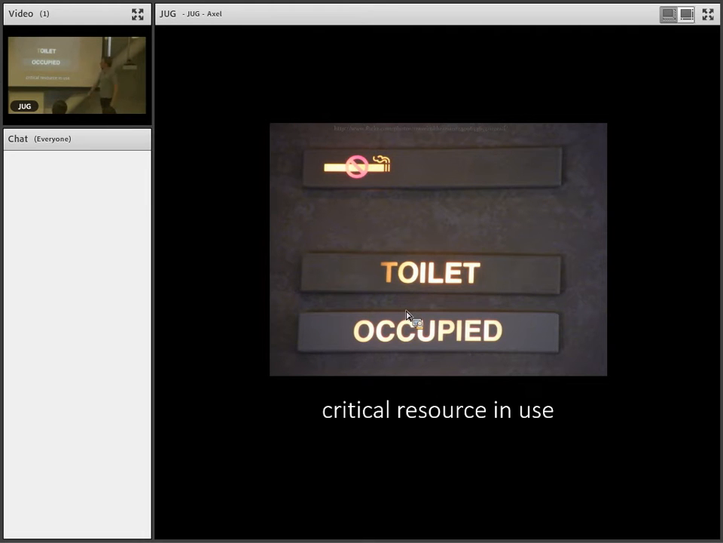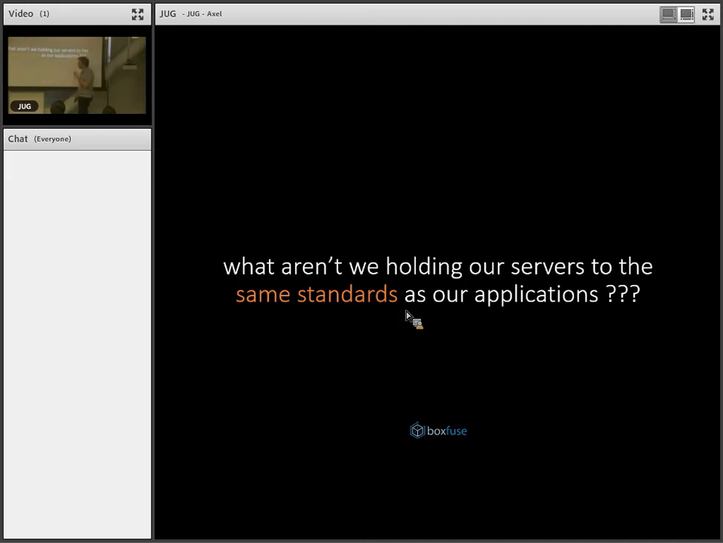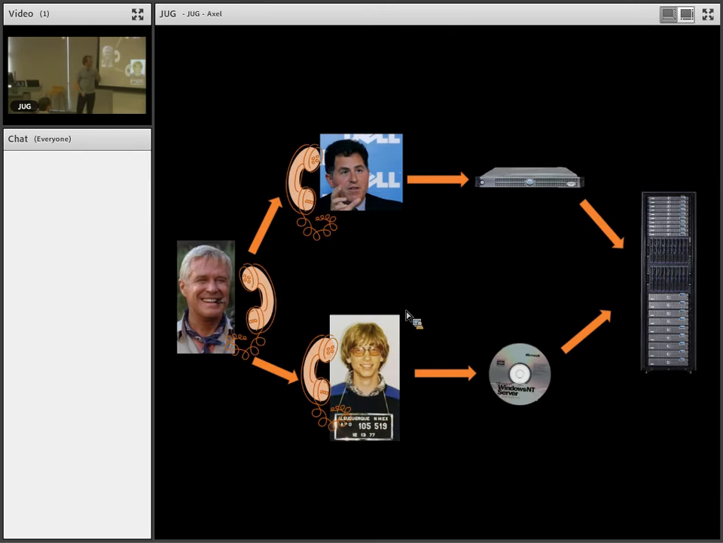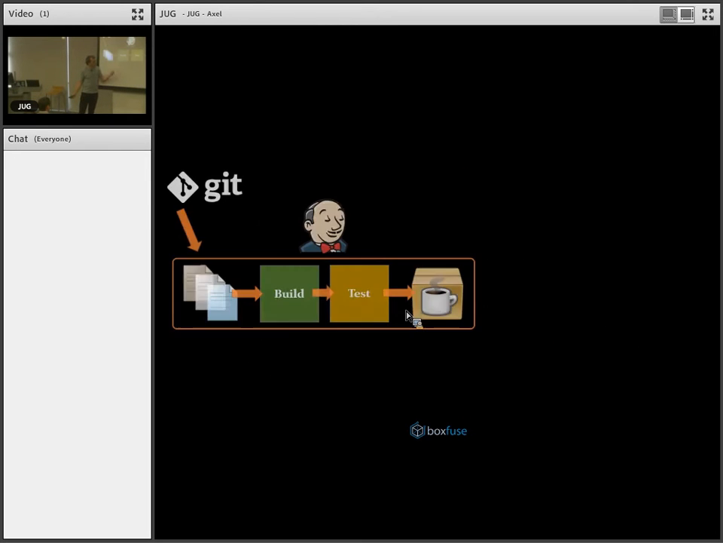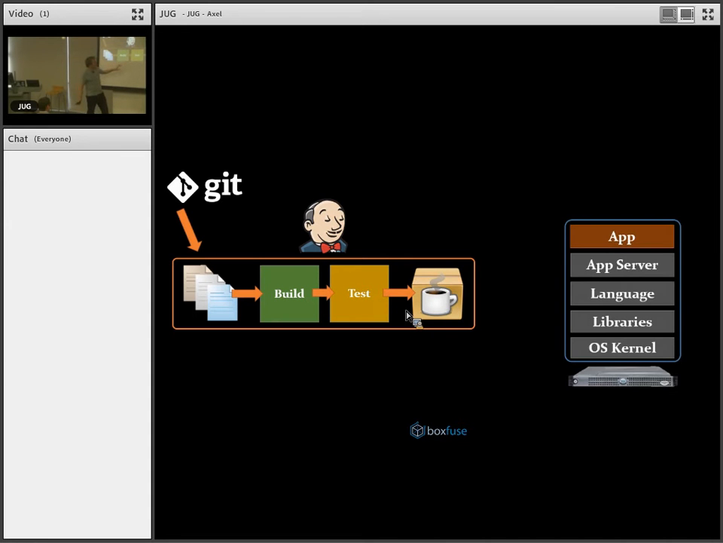So if all these things can go wrong, then why aren't we holding our servers, or these other layers, to the same standards as our applications? If we look at this process, we have our artifact-producing delivery pipeline, and we have our target system we want to deploy on. How do we deploy? We push the artifact to some artifact repository, pull it on the other side, update the app, done. Actually, not too bad. Except, of course, reality rarely looks like this.